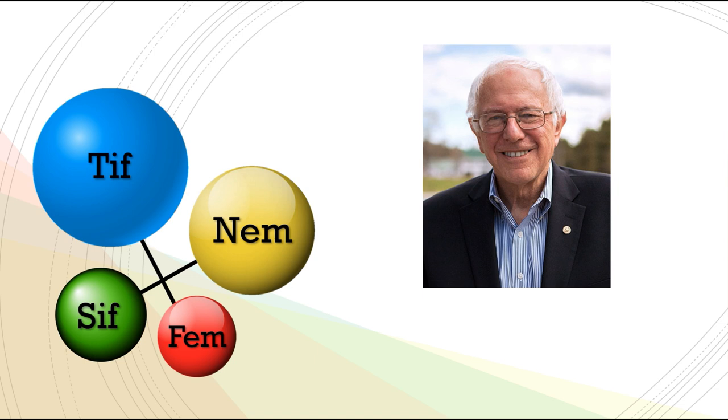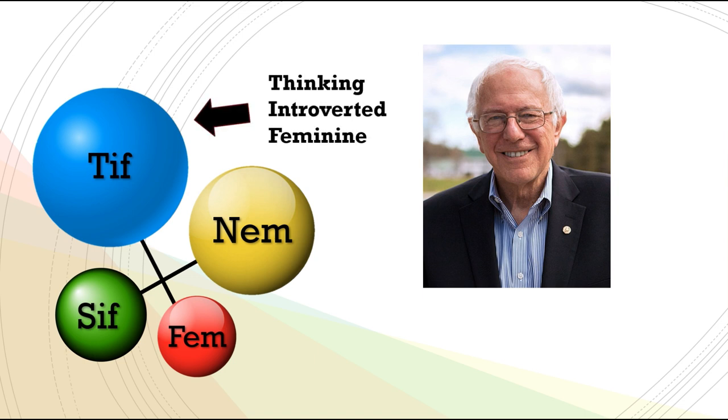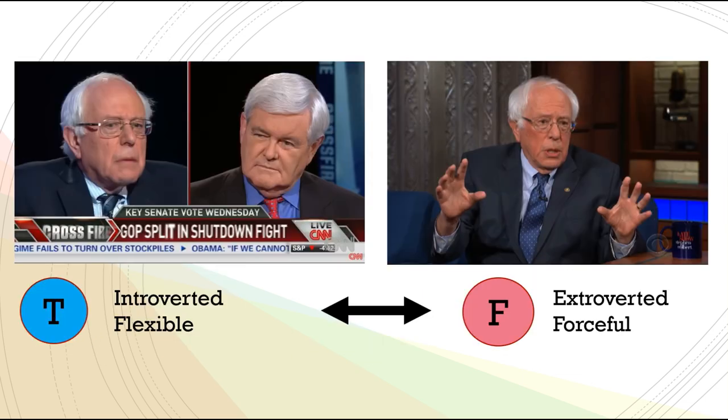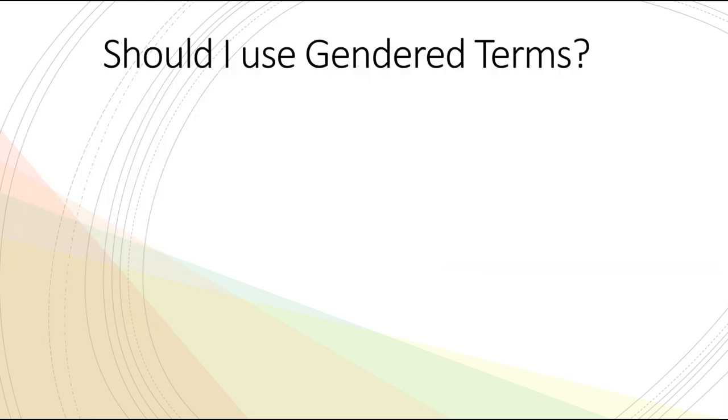So going back to Bernie Sanders, his thinking is introverted and feminine, while his feeling is extroverted and masculine. And if you go back and look at those clips again, you'll notice that his thinking, the way that he does logic, is a little bit more flexible, while his feeling and values are a little bit more forceful and well-defined.